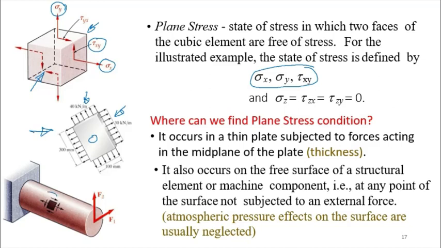Now this is what I mentioned earlier at the bottom here. The stress element is on the surface of the object, which is not being acted upon by any significant external loading apart from atmospheric pressure. So that's the second location where you can find the plane stress condition. This is number 1, this is number 2.